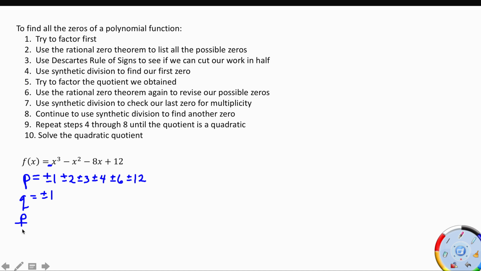So my possible zeros are of the form P over Q, where I'm going to take all of these numbers and divide them by all of these numbers. In this case, I just have a 1, so if I divide all of those by 1, I get the same list, plus or minus 1, 2, 3, 4, 6, and 12.